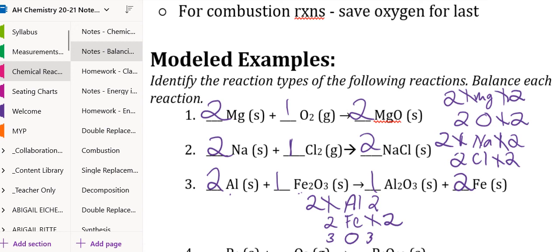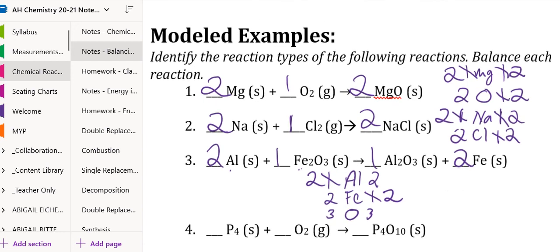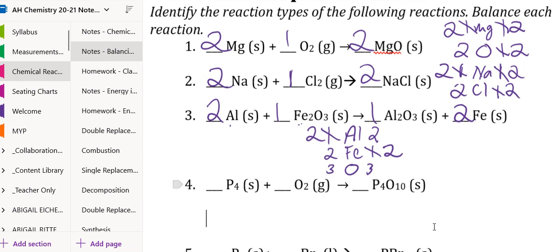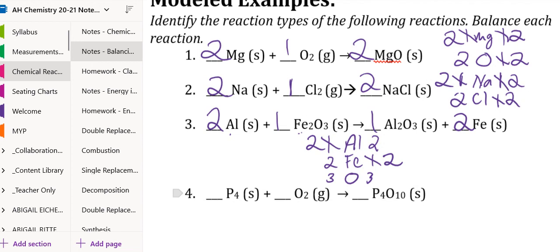How are we feeling about balancing? Good? Okay. You guys go ahead and write the next one, and if you want to, I mean, obviously, you can always work ahead of where I am. But if you feel comfortable, you can try it.